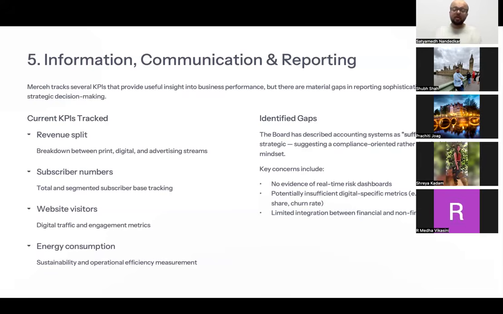You have not really spoken about real time risk dashboards. You haven't spoken about potentially insufficient digital specific metrics, in the sense that you haven't spoken about how many of the original subscribers are still subscribing to the magazines. You might be onboarding new subscribers each month, but customer retention is a very important parameter, which doesn't feel like it has happened here. And then of course there is limited integration between financial and non-financial risk data, which again speaks to the fact that a thorough analysis from a risk perspective has not happened right now.